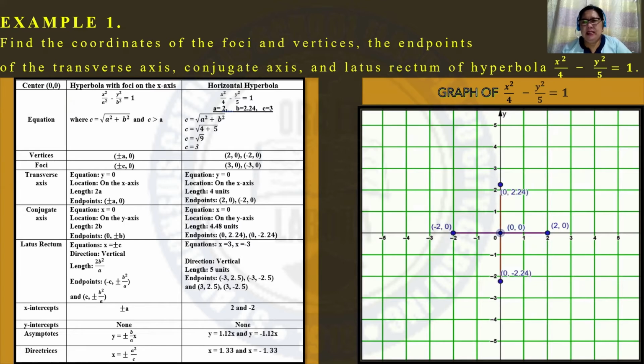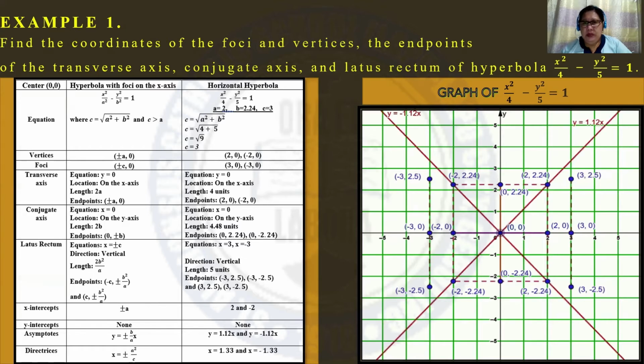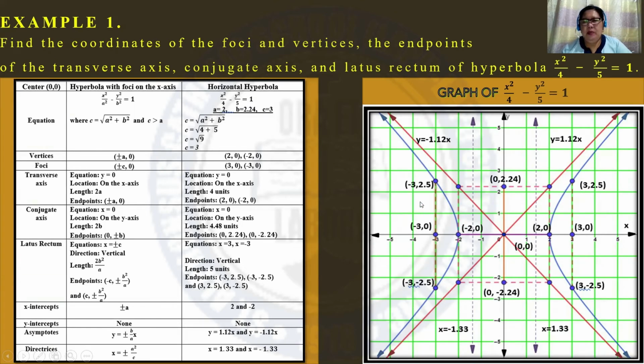You have the co-vertices, then draw the conjugate axis, then locate the foci, the intersection of the points, then locate the endpoints of the latus rectum, then draw a segmented line for the latus rectum, then draw the asymptotes as well as the hyperbola and also the directrices. And do not forget to label properly the graph with its coordinates.